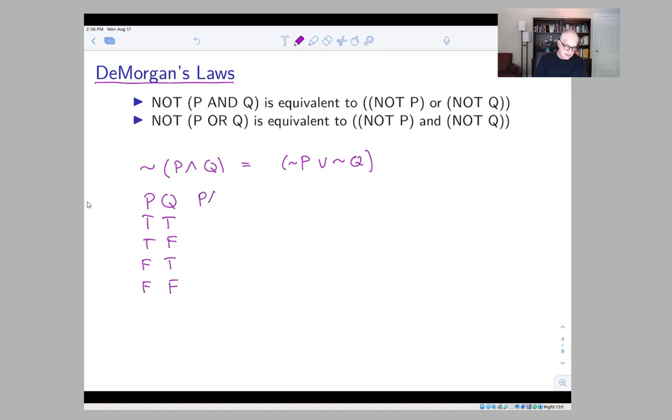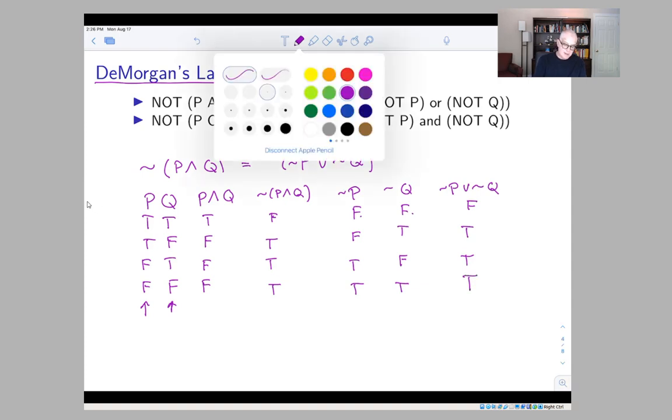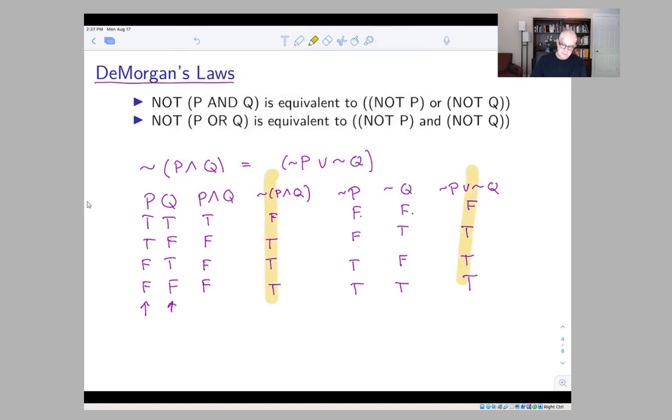So if we look at P and Q, it's true, false, false, false. So if we look at not (P and Q), it becomes false, true, true, true. If we look at not P, it's false, false, true, true, because I'm reversing the first column. And if I look at not Q, it's false, true, false, true, because I'm reversing the second column. And then if I look at not P or not Q, I'm taking an OR of these two columns. So false, false is false, and it's true in every other case because it's an OR. And if we compare these two columns, you see that they're identical.